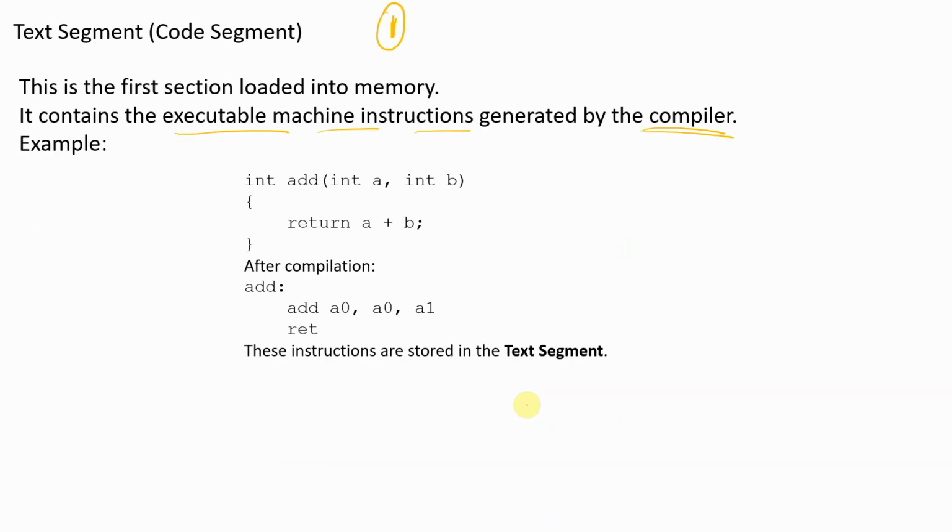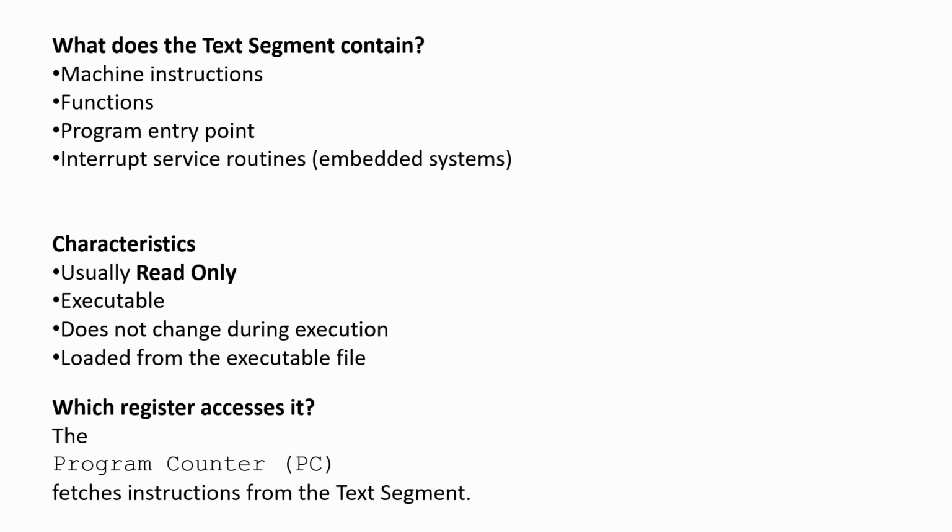Okay. Now, you can see this code. We have written this code. After compilation, the compiler has generated machine level code, and that machine level code will be stored inside this text segment. This text segment is going to contain machine instructions, functions, program entry points, and interrupt service routines. Its characteristics are that it is read only and executable, it is not going to change during the execution, and it is loaded from an executable file.